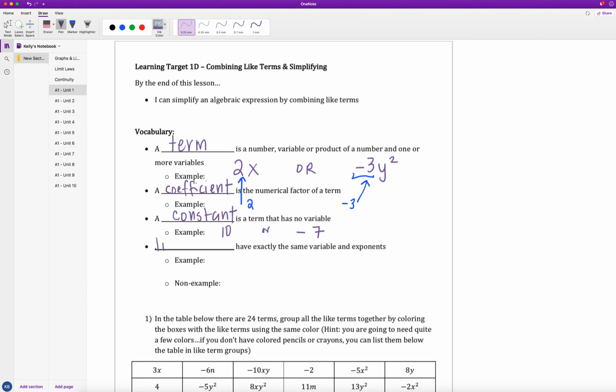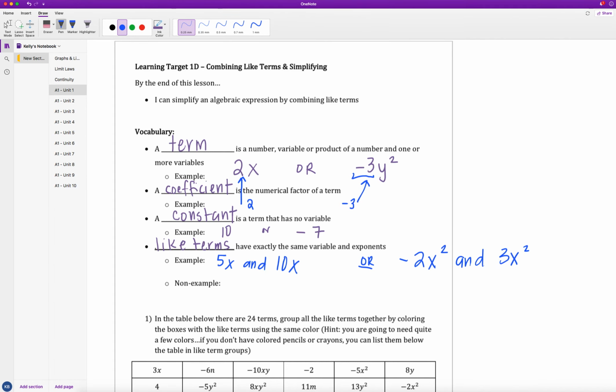And then our last vocab term is like terms. Like terms have exactly the same variable and exponent. I'm going to list a couple examples for us to see. An example of two like terms would be 5x and 10x. Another pair of like terms would be -2x squared and 3x squared.